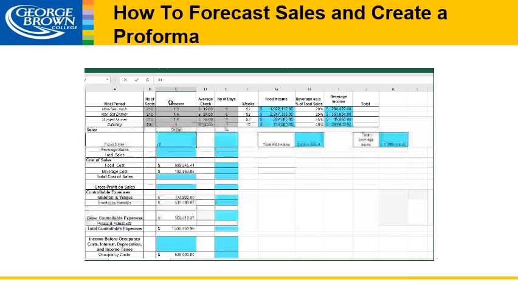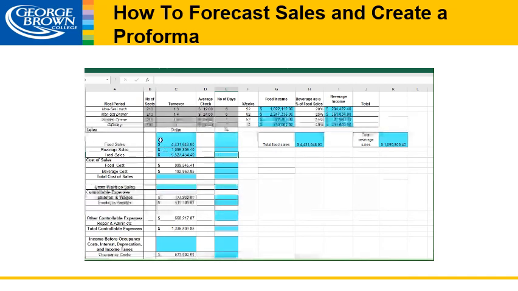So we just 648. Again, we're just transferring over the numbers. Okay, and now we want to calculate our total projected sales for the year, but just by adding up our food and beverage sales. So we're projecting that we're going to sell $5,527,454.40.